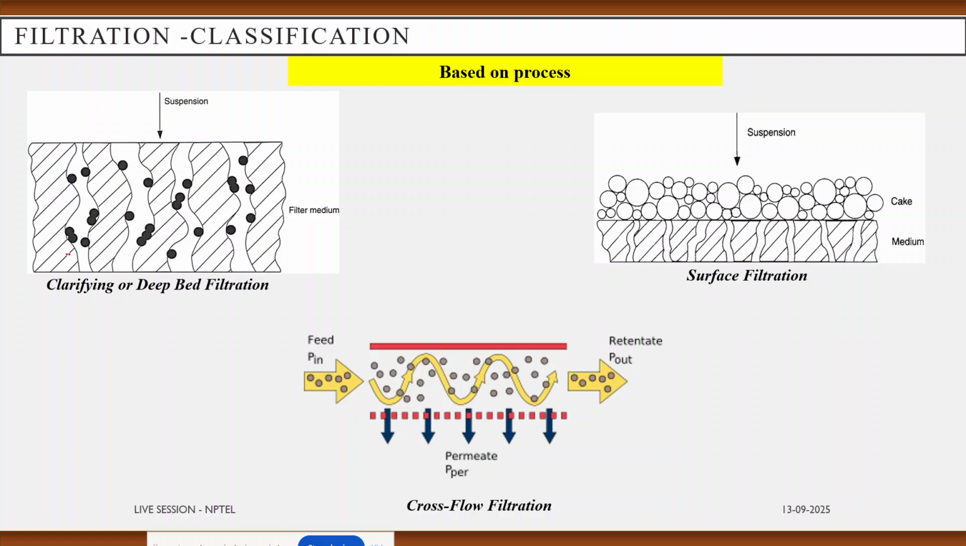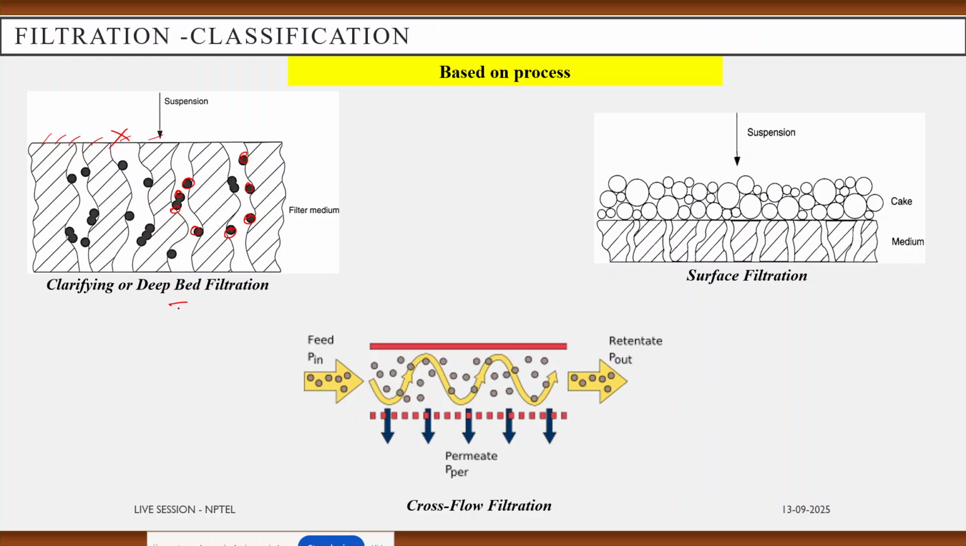So you can see this is the picture for clarifying or deep bed filtration, where the fluid just passes through the filter medium and the particles get stuck onto the channels inside the filter medium. They are nowhere on the surface.